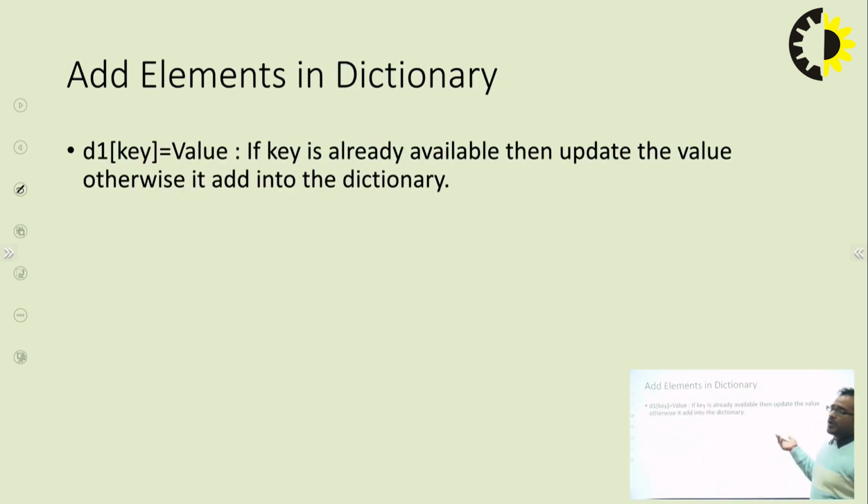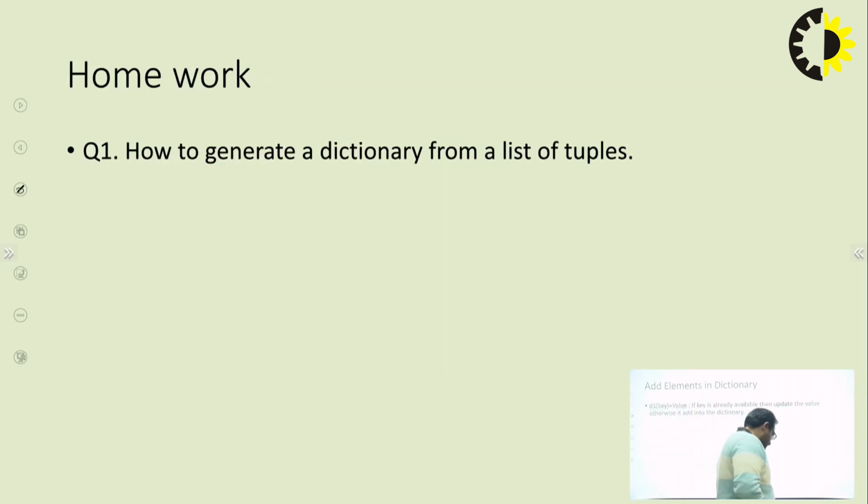If you want to add any element, you can add it this way. You just write the dictionary name and the key is equal to value. If the key is already available, it updates the value. If the key is not available, it is added into the dictionary. These are the simple conditions, right? So this is the homework. You can just write the question and do it as homework.